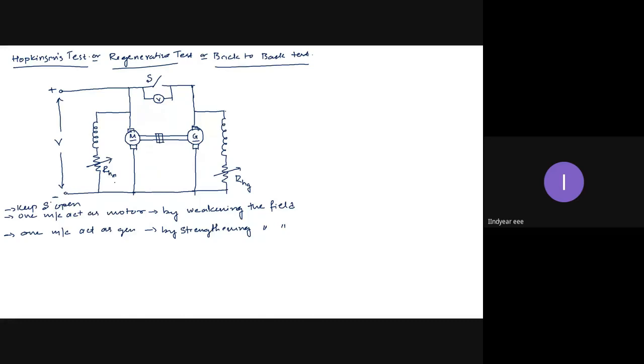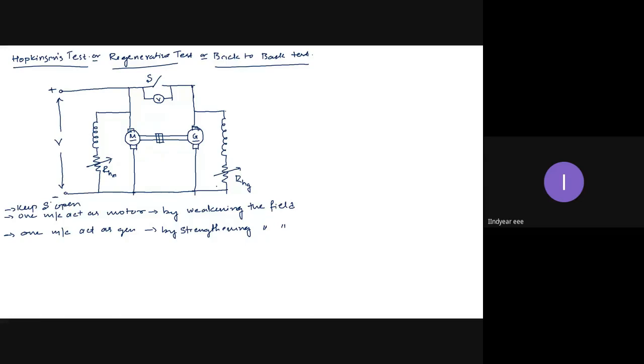Then later, when you give the supply voltage V, keeping the switches open, increase the motor field rheostat and decrease the field current. Later, decrease the generator field rheostat and increase the field current. Okay. So with this operation, I can make one machine operate as a motor and the other machine operate as a generator.